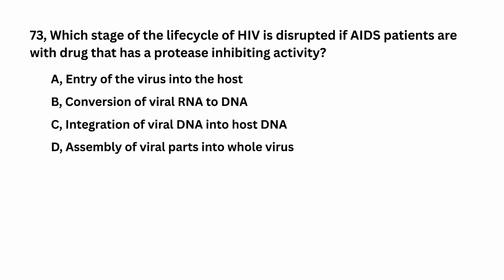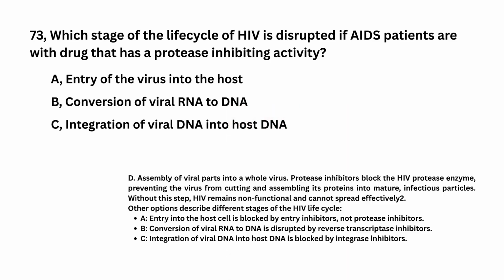Which stage of the life cycle of HIV is disrupted if AIDS patients are treated with a drug that has protease inhibiting activity? Entry of the virus into the host, conversion of viral RNA to DNA, integration of viral DNA into host DNA, assembly of viral parts into whole virus. Assembly of viral parts into whole virus is the answer.